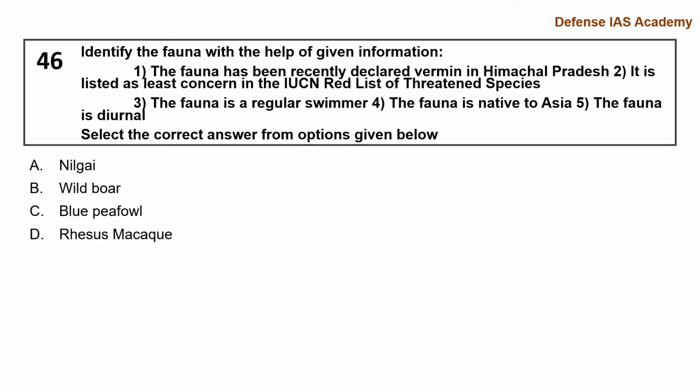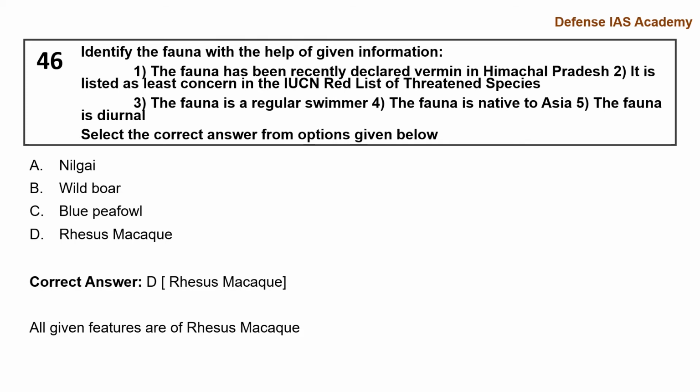Question 46. Identify the fauna with the help of given information. 1. The fauna has been recently declared vermin in Himachal Pradesh. 2. It is listed as least concern in the IUCN Red List of Threatened Species. 3. The fauna is a regular swimmer. 4. The fauna is native to Asia. 5. The fauna is diurnal. Select the correct answer from the options given below. The correct answer is option D, rhesus macaque. All given features are of the rhesus macaque.